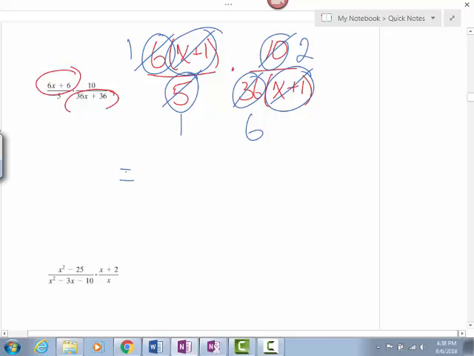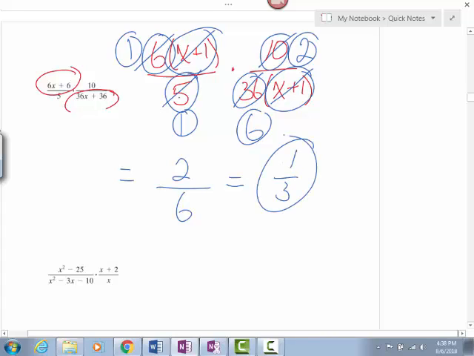I'm just going to multiply straight across. So all this is canceled. I have 1 times 2, which is just 2. On the bottom, this and this and this is all canceled. So I just have 1 times 6. It's just 6. And finally, we can reduce 2 over 6 to 1 over 3.